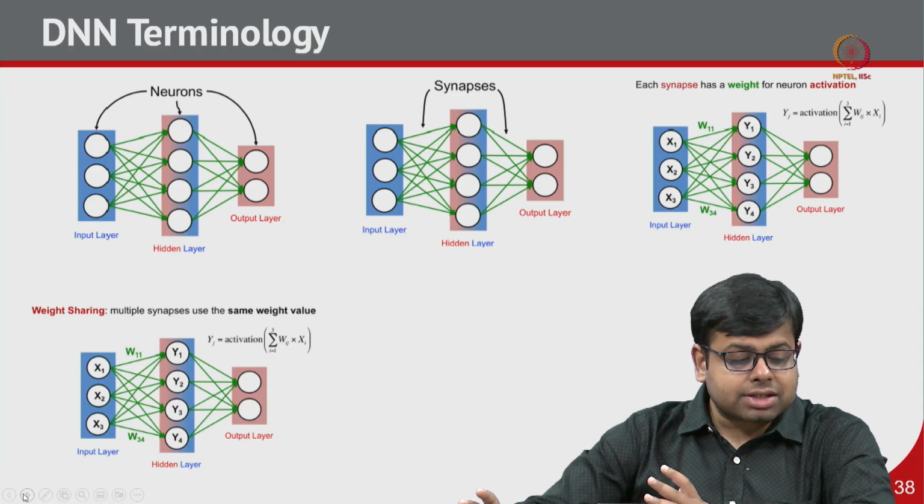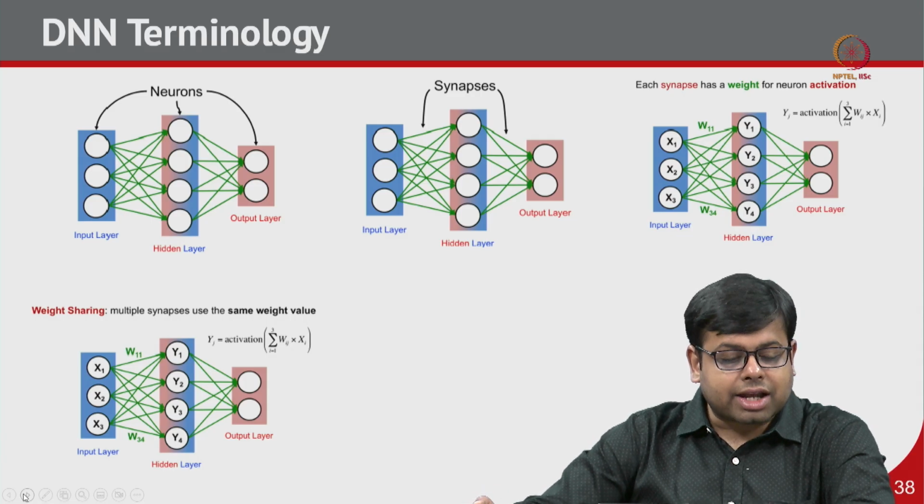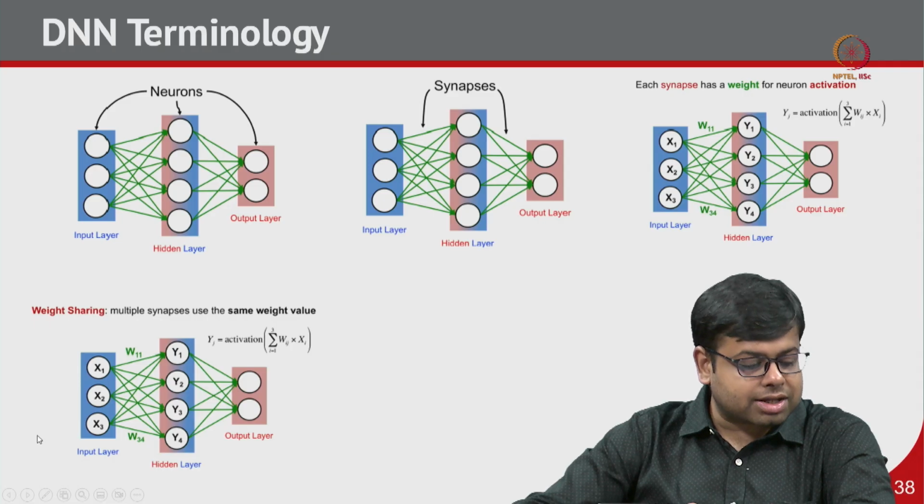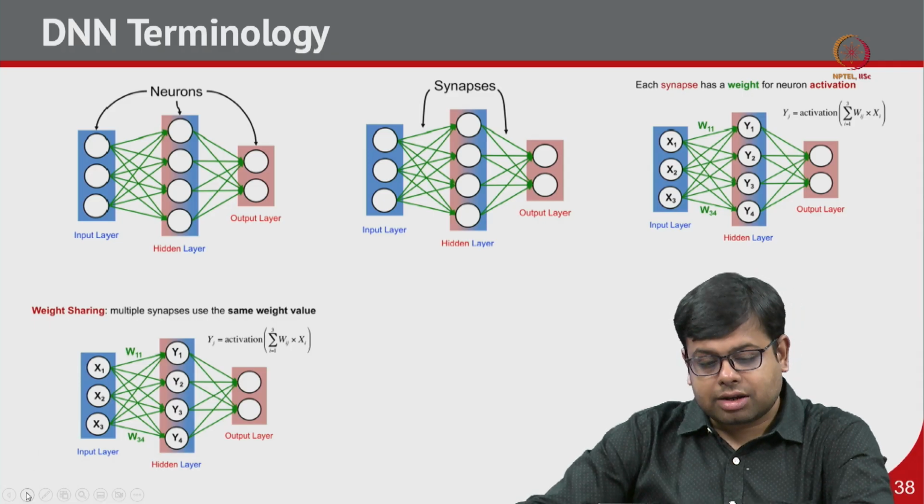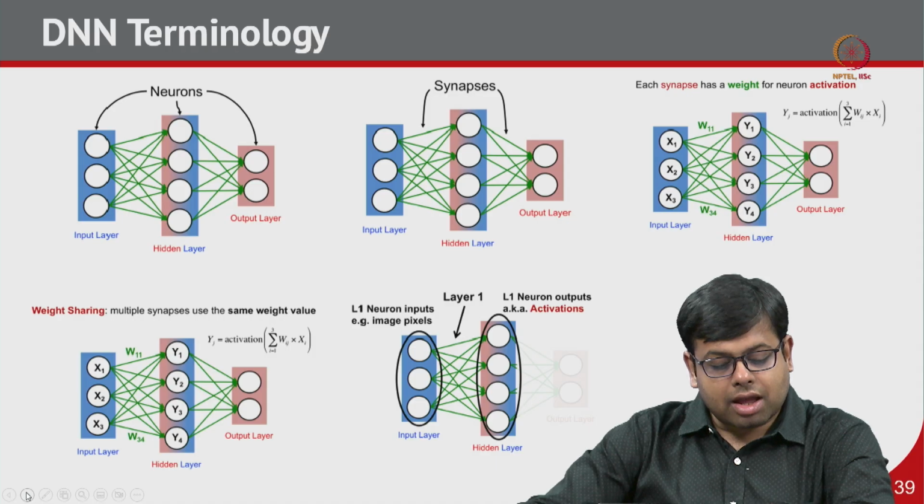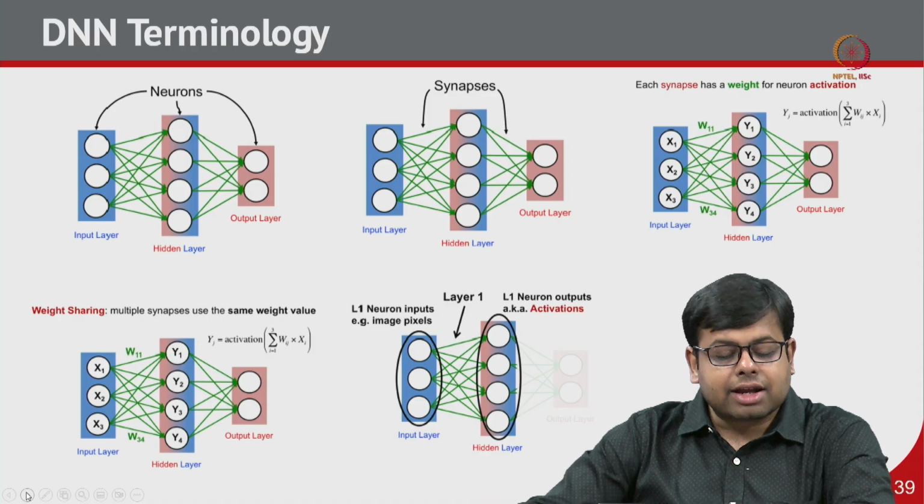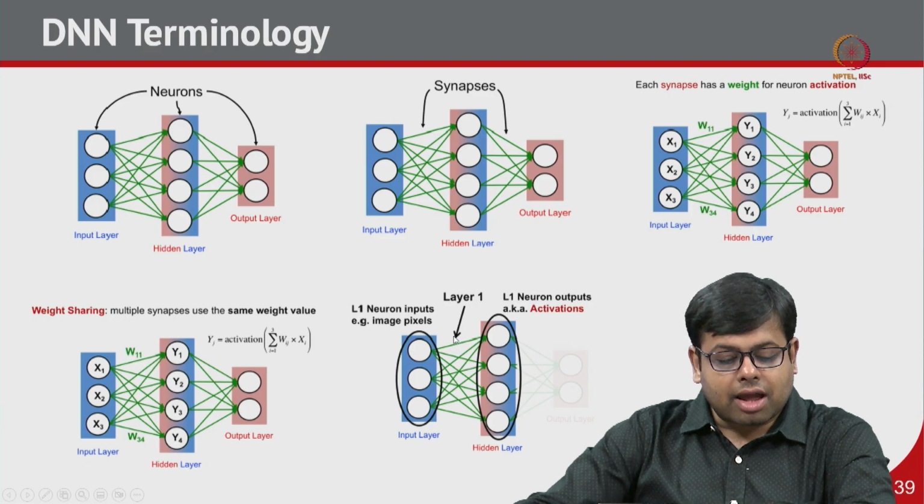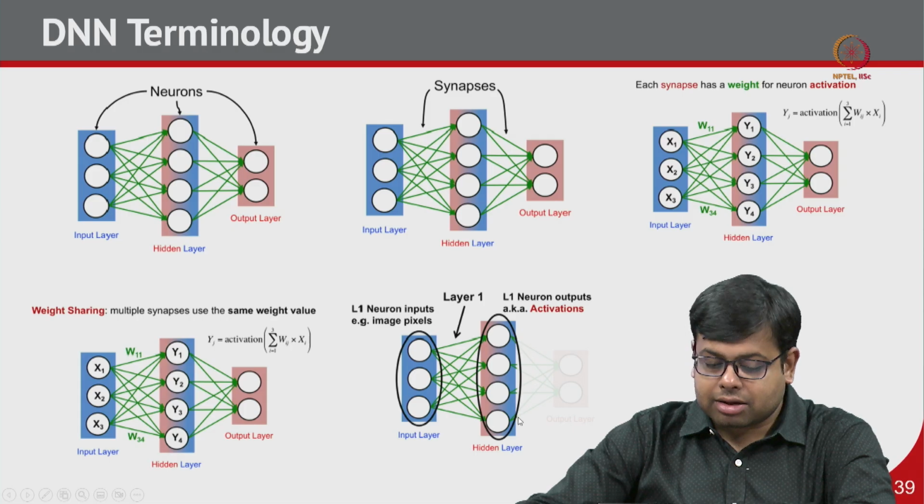Now, there are some cases where we will see weight sharing, that means multiple synapses use the same weight values. In this case, you can see there are a few synapses which have the exact same weight value; those are some different types of neural networks. Then a layer is nothing but a group of synapses. In this particular case, we have this layer 1, and this layer 1 has some input neurons and output neurons.